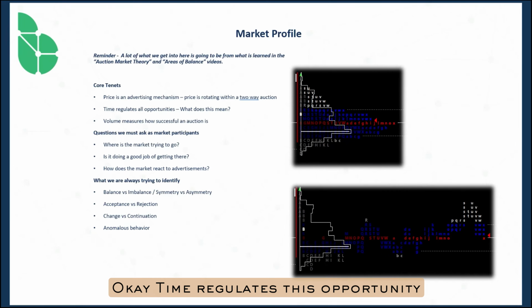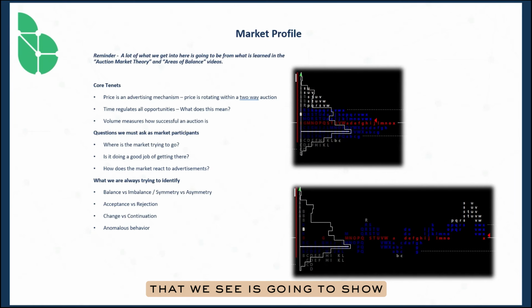Time regulates this opportunity. There's only a little bit of time, and the level of responsiveness we see shows either the interest to buy, if we're talking about a buyer, or the interest to sell, if we're talking about a seller. If price auctions above value and the market immediately responds, a big seller comes in and rejects it, we see just how interested certain parties are in selling when price approaches a certain area. So time regulates all opportunities.